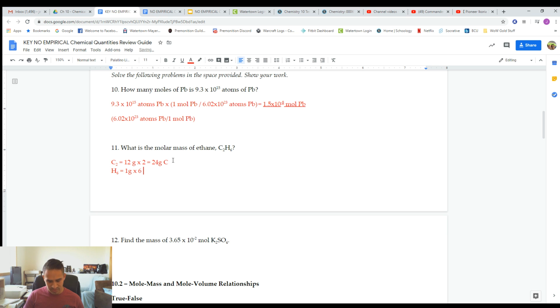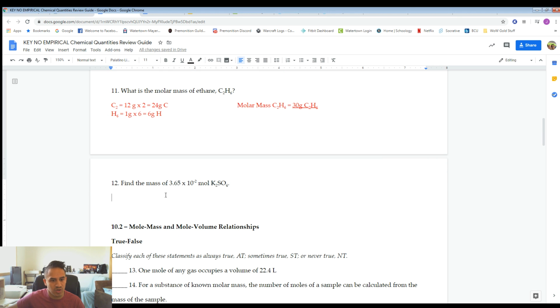Hydrogen is 1 gram apiece. We're going to times that by 6 because there are 6 of them. So it's basically 6 grams from the hydrogens. And then if we add these together, we get that the molar mass of C2H6 is going to be 24 plus 6, which is an easy 30 grams. Okay, so there is our molar mass for ethane. There you go.